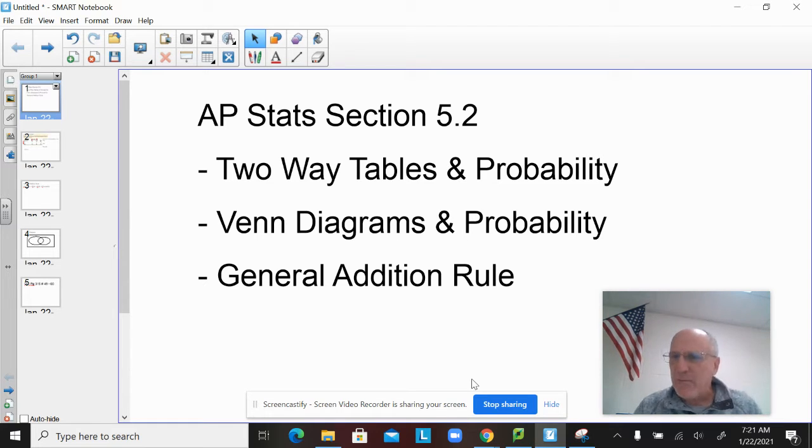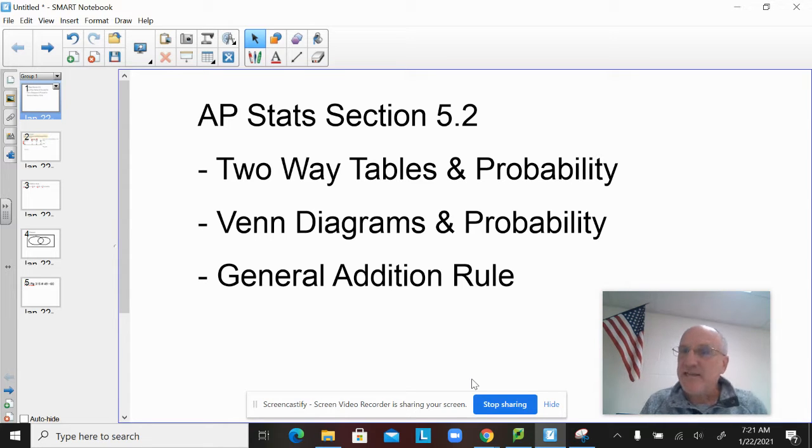We're talking about two-way tables and probability. That will not be new to you. A little notation might be new. We'll talk about Venn diagrams and probability. And again, I know you've seen Venn diagrams before, but you have to clearly understand what you're being asked to do with the Venn diagram. And then what's called the general addition rule. Don't necessarily need to know that name, but you need to know there's a very important formula that we'll see here for the first time.